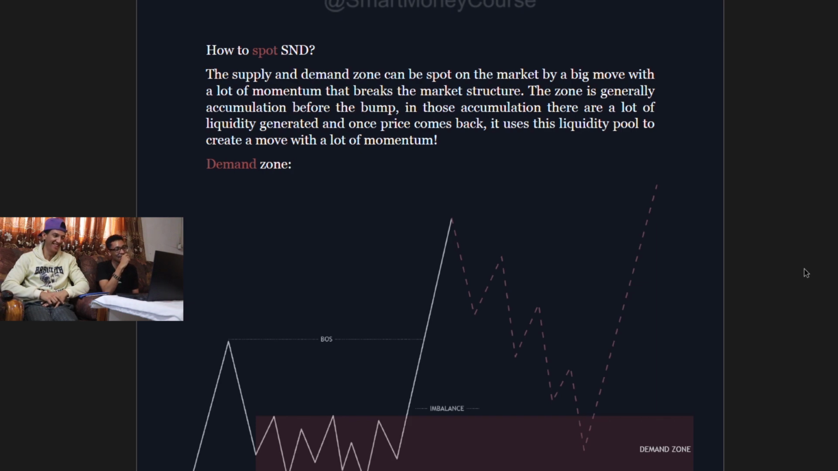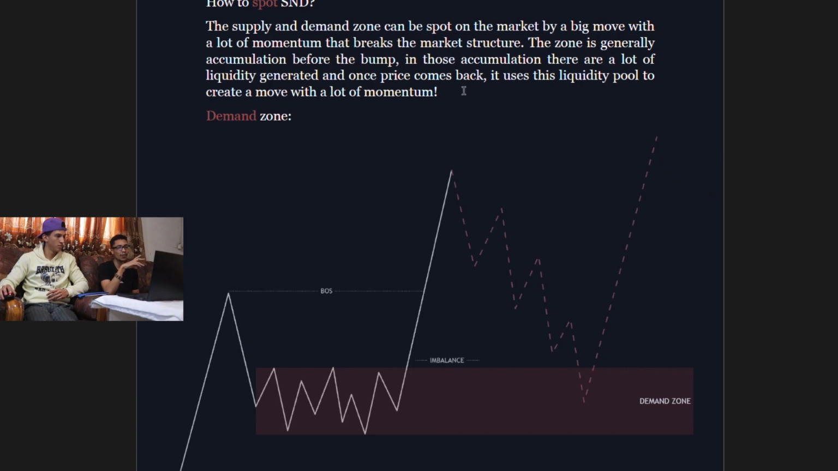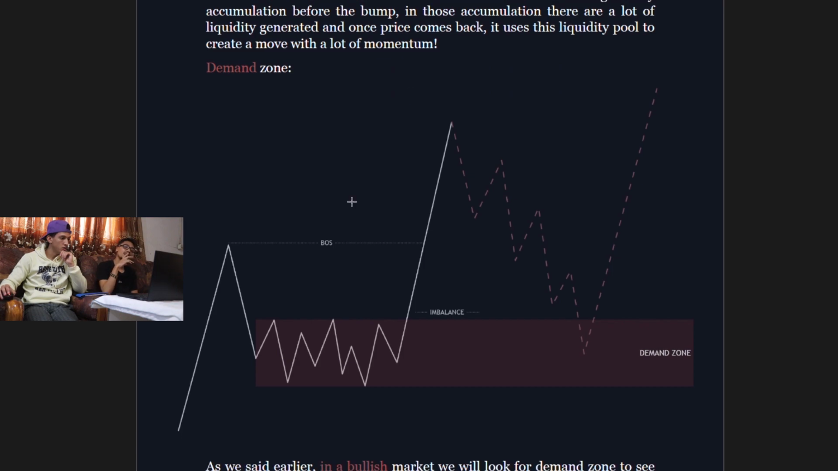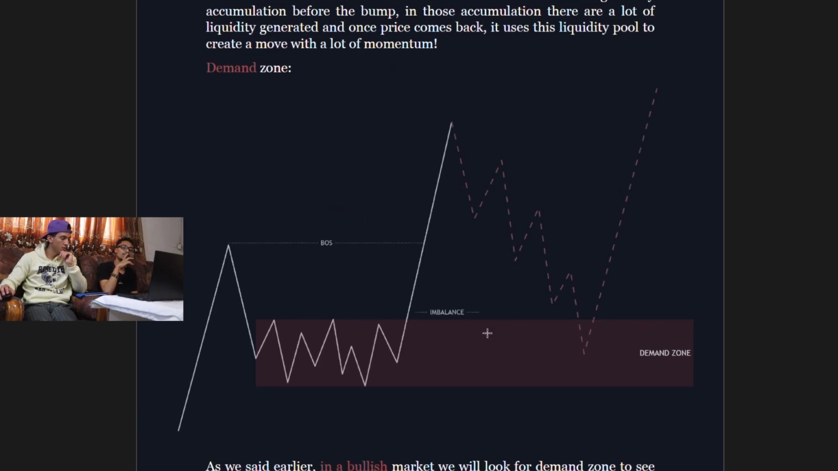The zone is generally the accumulation before the bump. In those accumulations, there is a lot of liquidity generated, and once price comes back, it uses the liquidity pool to create a move with a lot of momentum. Demand zone. Yes. So we can see here, there's the break of structure, basically this liquidity pool, and it creates a demand zone.